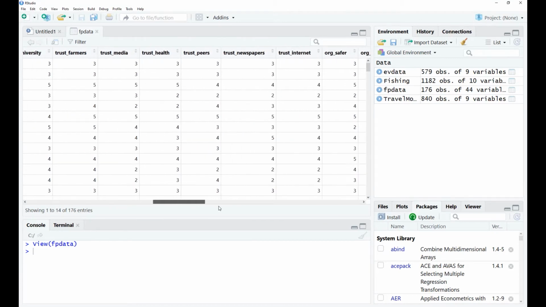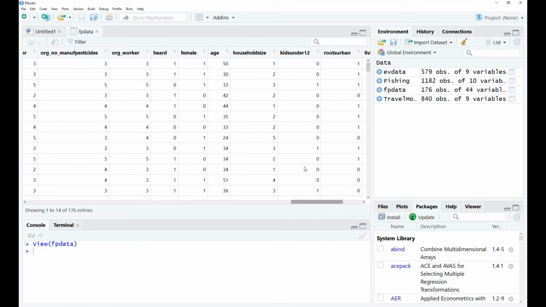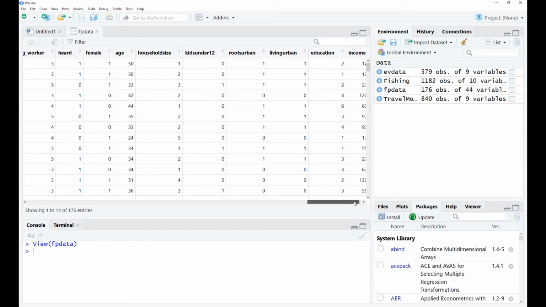And we are also interested in the demographics: whether the person is female, the age of the respondent, and also if there are kids under 12 in the household. And note that we also have the education in here as well.